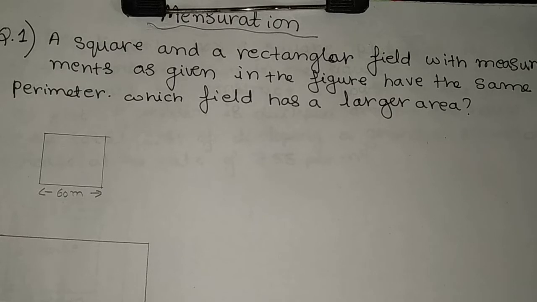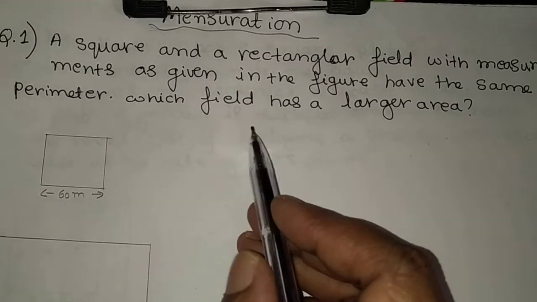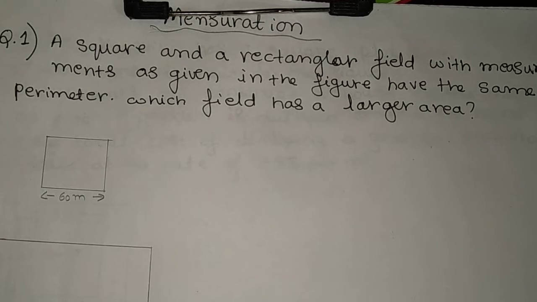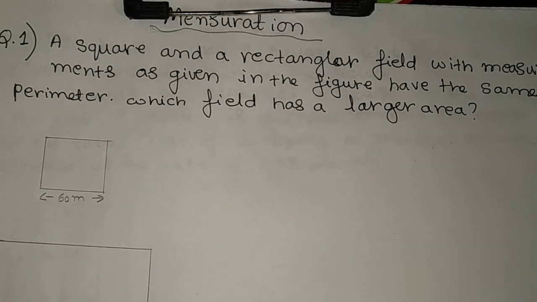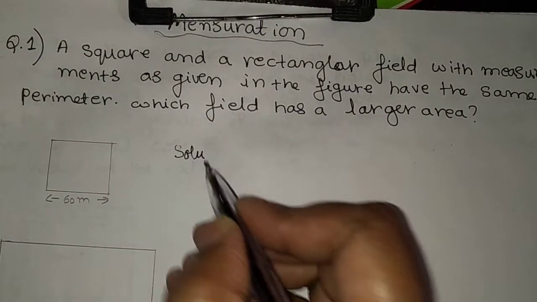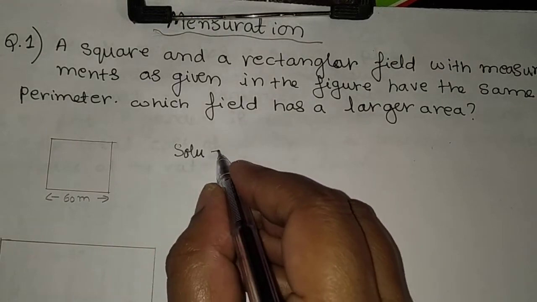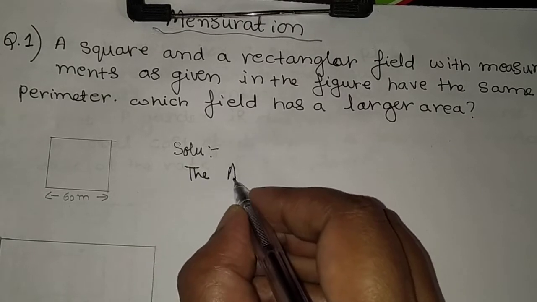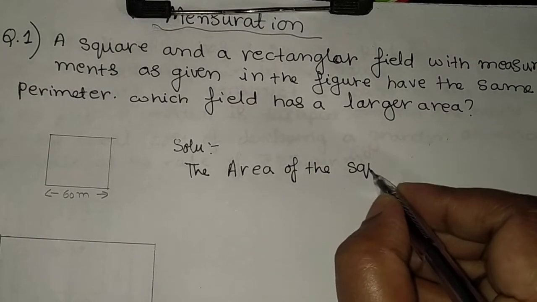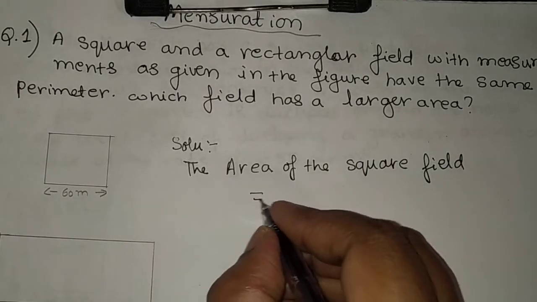The measurements they have given. The first step is we have to find out which field has the larger area. Consider these as the two fields, and we have to find out which field has the larger area. First step of the solution is the area of the square field. Area of the square field is equal to how much?